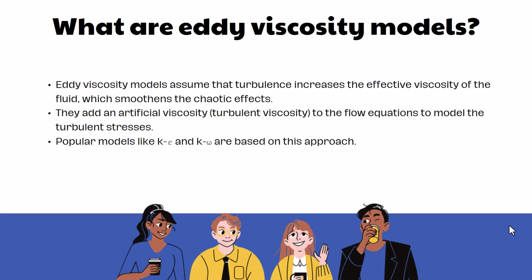Next question is, what are eddy viscosity models? Eddy viscosity models assume turbulence increases the effective viscosity of the fluid, which smoothens the chaotic effects. So eddy viscosity models add artificial viscosity to the flow equations to model turbulent stresses. So which are the eddy viscosity models which we use? They are k-epsilon and k-omega.